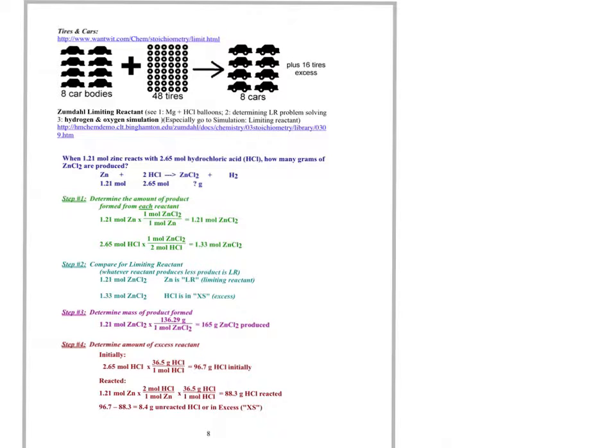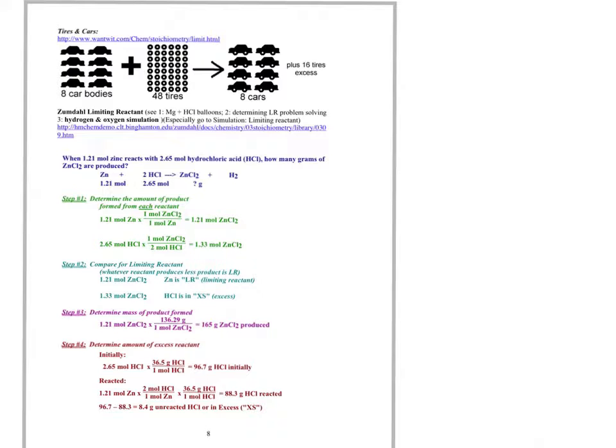Another way to think about it is in terms of making a car. So if we have some reaction where a car body reacts with 4 tires to make a car, we could see in this situation, here we have 8 cars and 48 tires. We actually will run out of the car bodies first, and so that limits how much we can make. We can only make 8 cars. So what we would say is that the car bodies are the limiting reactant, and the tires are the excess reactant because there will be 16 tires left over.